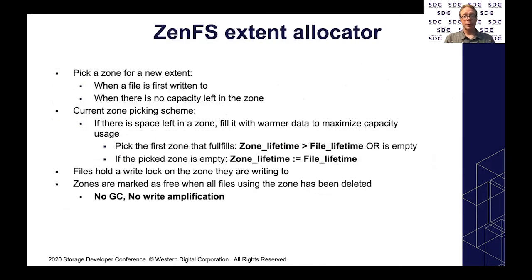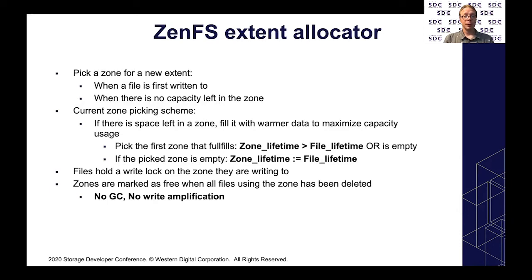So let's look at the extent allocator. The ZNFS extent allocator works as follows. When data is written, a zone is picked for a new extent when a file is first written to, or when there is no capacity left in the zone.